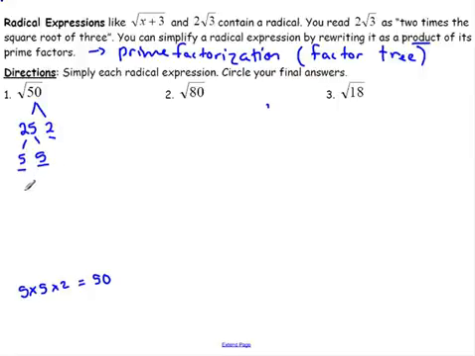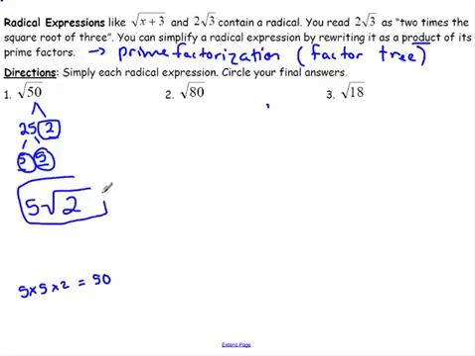From there, what I ask is, are there any pairs? And I notice that there's a pair of 5s. So what I'm going to do is write a 5 on the outside. I'll write a radical symbol, and anything that's left over, such as this 2, will go on the inside. And this is our final answer, 2 times the square root of 5. If we were to put this in our calculators, we'd get somewhere around 7.07, which is an approximate answer. And if you were to put the square root of 50 in your calculator, you'd also get approximately 7.07.